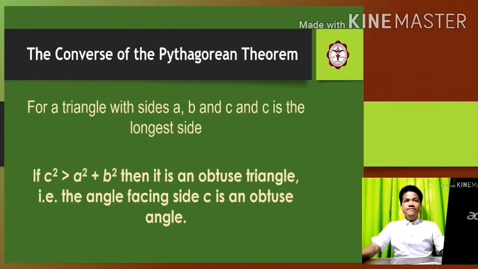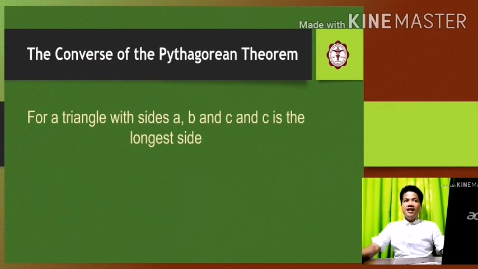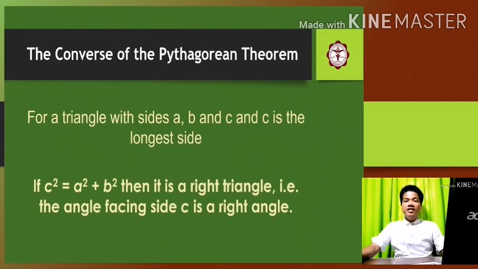For a triangle with sides a, b, and c, where c is the longest side, if c squared is equal to a squared plus b squared, then it is a right triangle. That means the angle facing side c is a right angle.